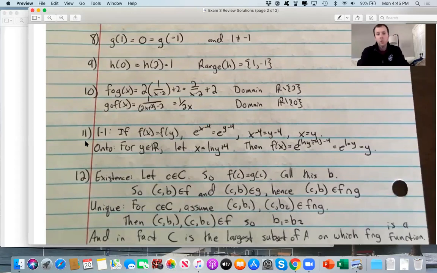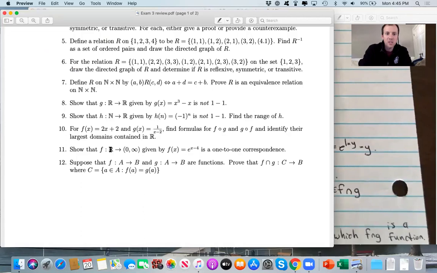Something which is new, or kind of a little bit new, but also a little bit familiar, is 11 says, here's this function from the real numbers to 0 to infinity, so the positive numbers, given by e to the x minus 4, show this is a 1-to-1 correspondence. So a 1-to-1 correspondence means that it's 1-to-1 and onto. So we have to remember what those mean, and then also how do we prove them.